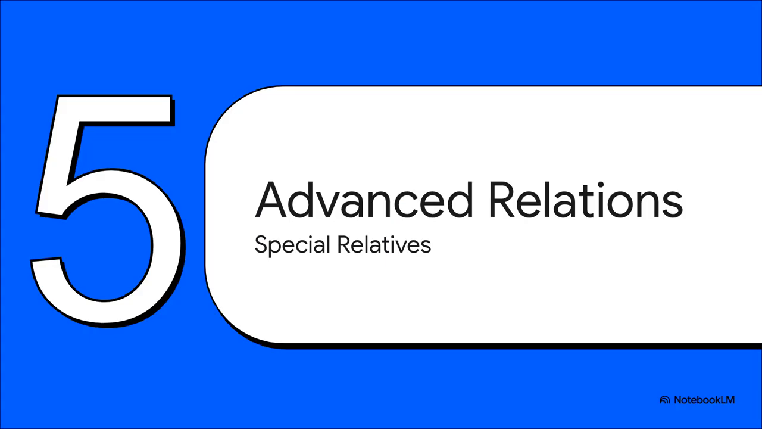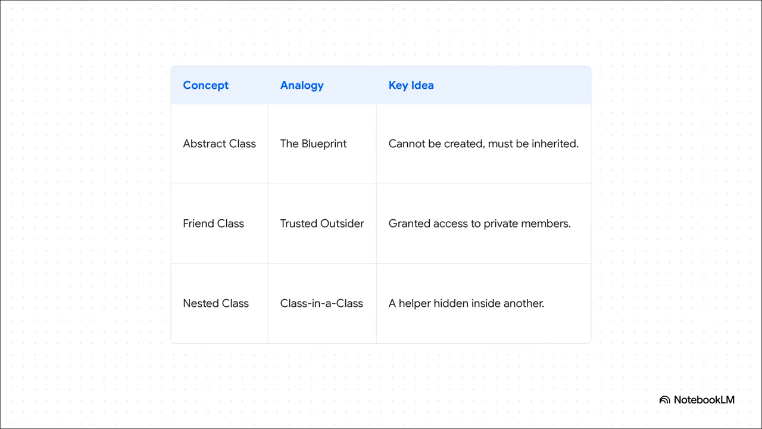Okay, so beyond those main family structures, there are a few other special relatives that you should probably know about. First, you have an abstract class. Think of this like a family blueprint. It's not a real thing you can create, but it sets down rules that all its children must follow, which is great for consistency. Then you have a friend class, which is kind of like the trusted outsider, the family friend who's given special access to the family's private secrets. And finally, a nested class is really just a helper class that's hidden away inside another one, a perfect way to keep related code tucked away and organized.